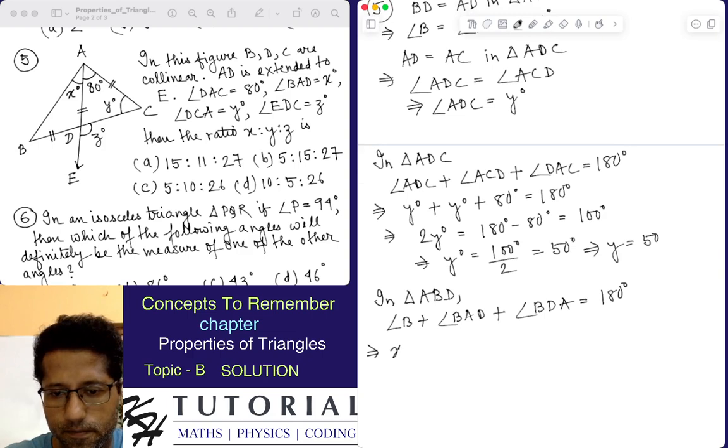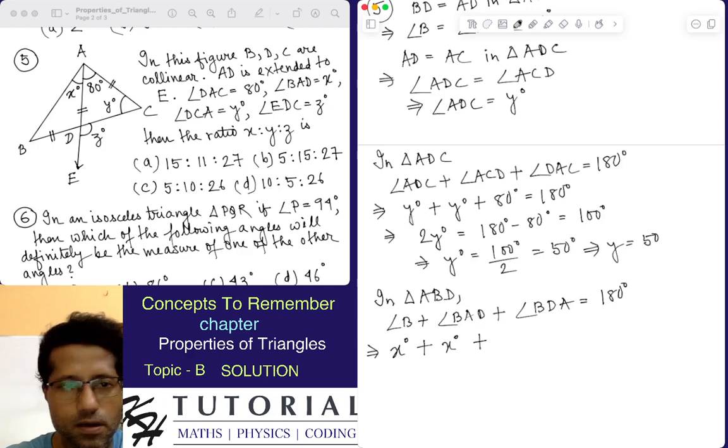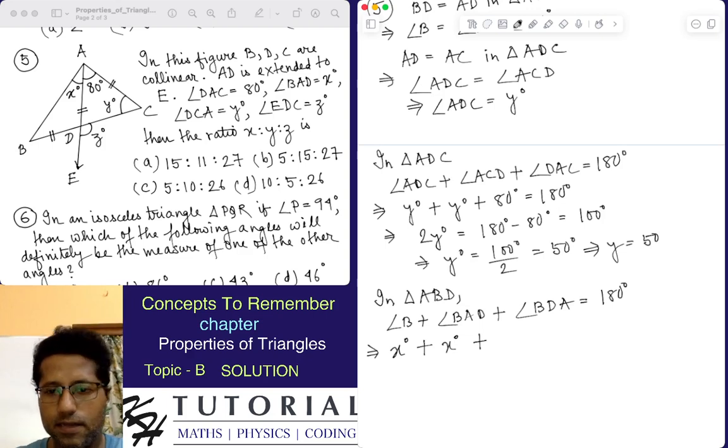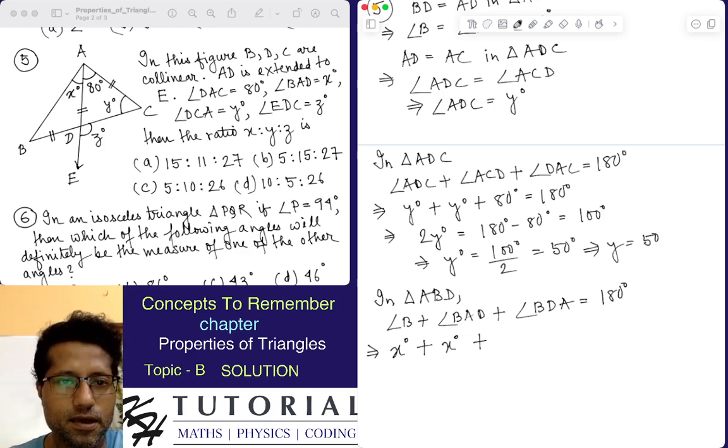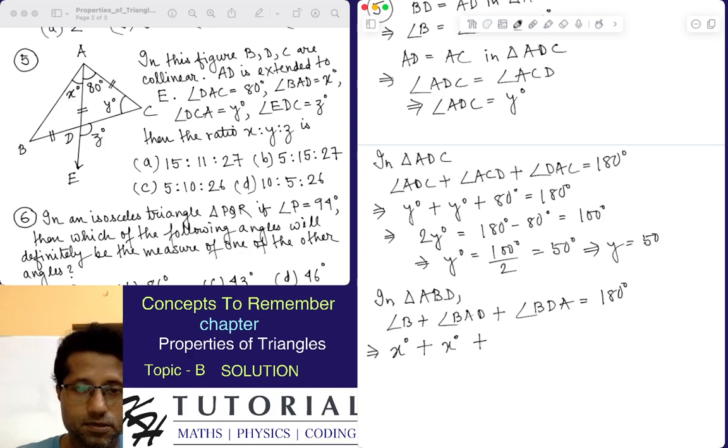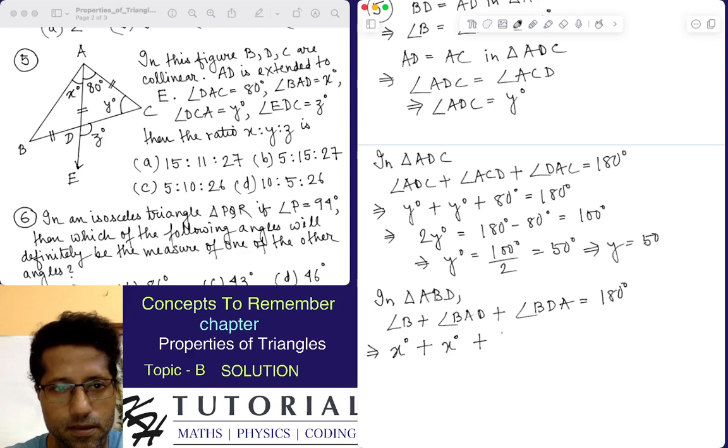We have already seen that angle B is equal to x degree. So this is x degree plus angle BAD, which is also given to be x degree. Angle BDA, what is angle BDA? Angle BDA and angle ADC are linear pairs, and their sum is equal to 180 degree. So angle BDA is 180 degree minus angle ADC, and angle ADC is y degree, and y is 50 degree.